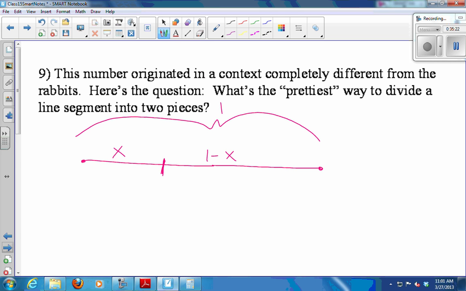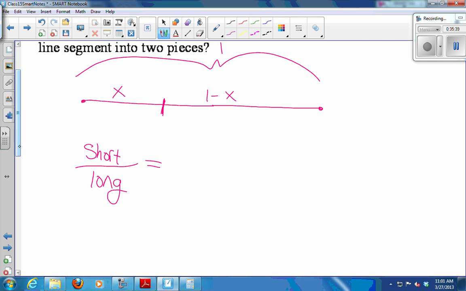So the prettiest way to make this cut is to say, well, the ratio of the short piece to the longer piece should be the same. If I take the ratio of the shorter piece to the longer piece, it should be the same as the ratio of the longer piece to the whole.